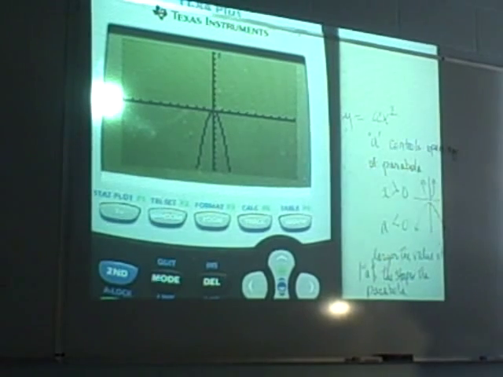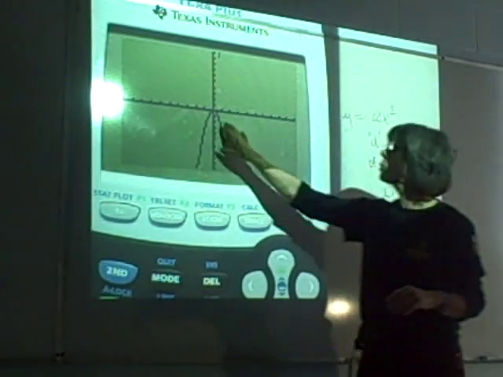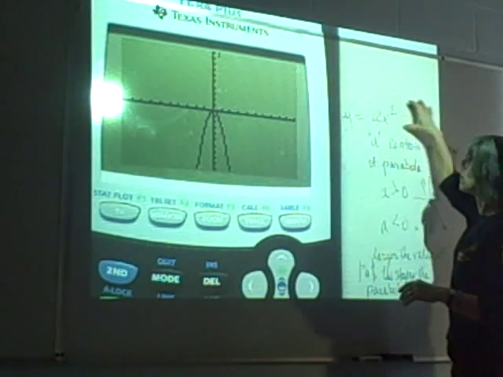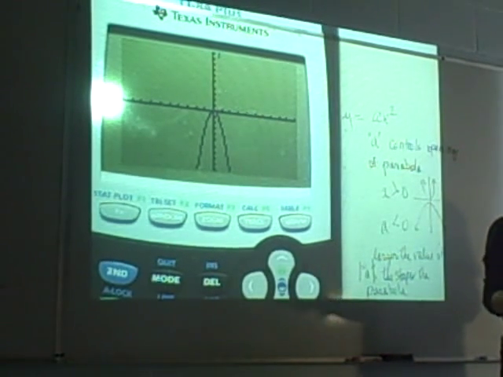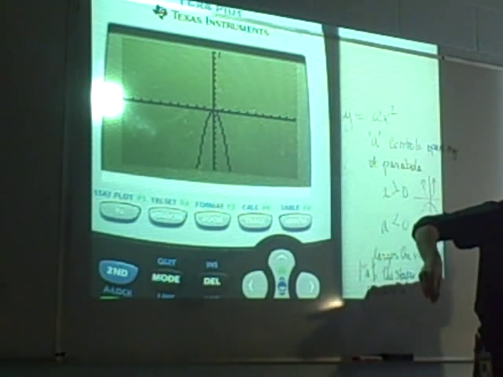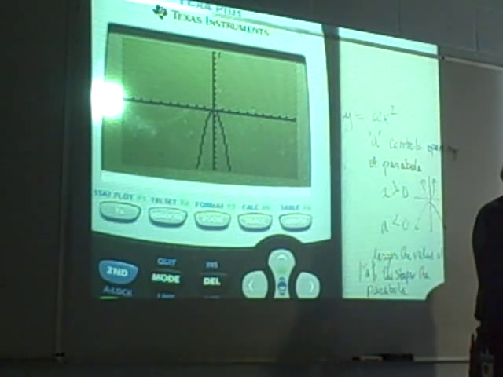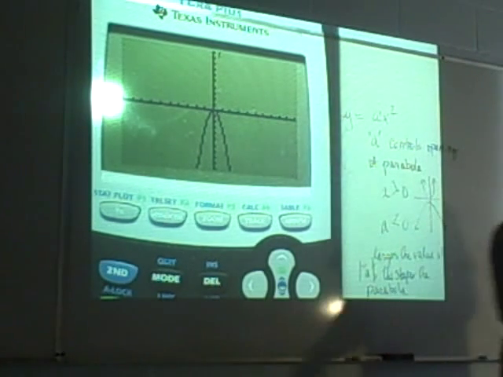Where's the vertex located? 0, 0. So all the ones that we have been doing, is there anything else attached to this? No. So I know it's going to be of the form y equals x squared, and I know it's facing down, I just don't know how wide or open it is. So let's think about this.